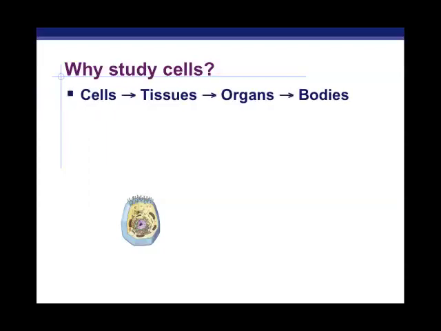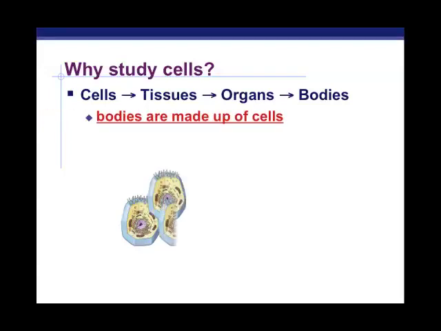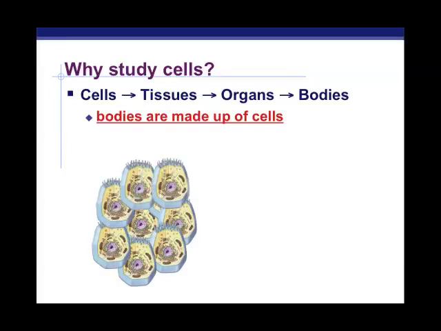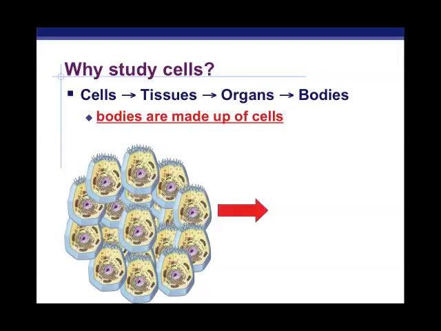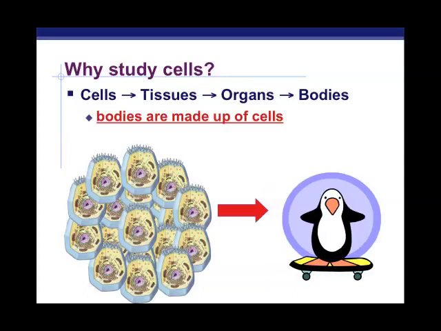Cells work together to form tissues, such as your skin, epidermal, and tissues work together to become an organ, such as your stomach. And then the organs work together to become your body. So there you have it. The cells work together to make a body. And every cell does everything that is in the definition of life that we did in chapter 1.